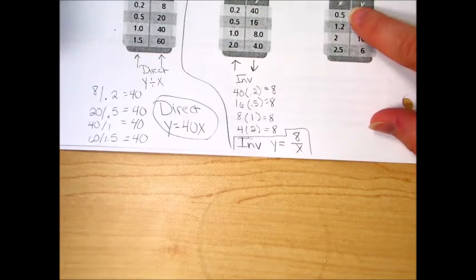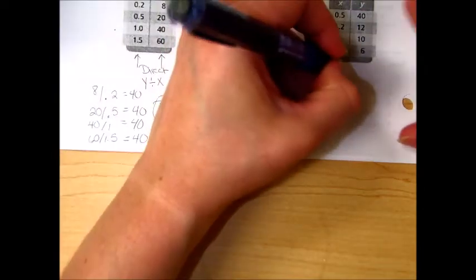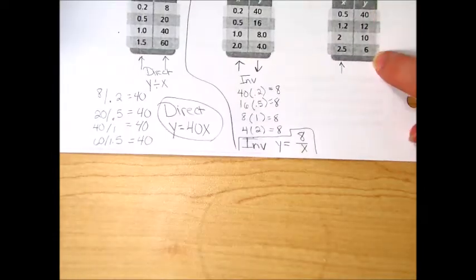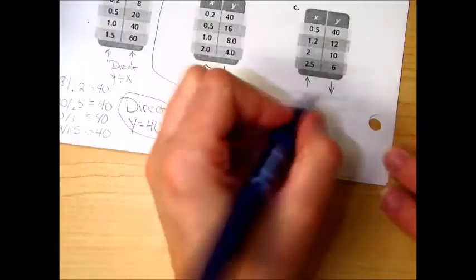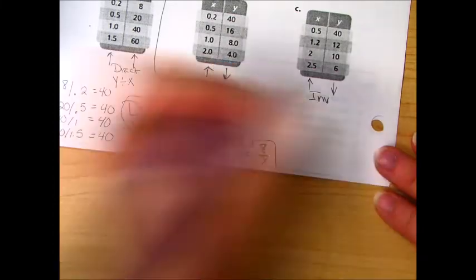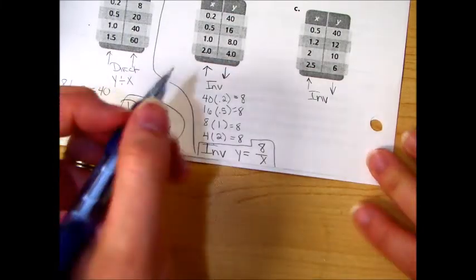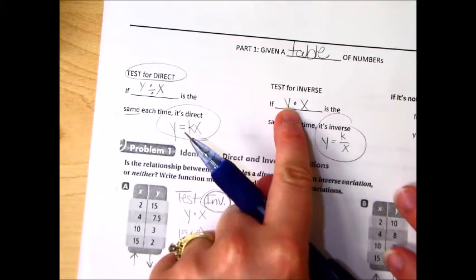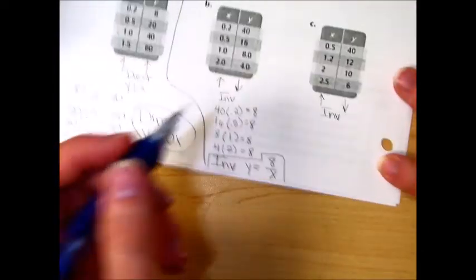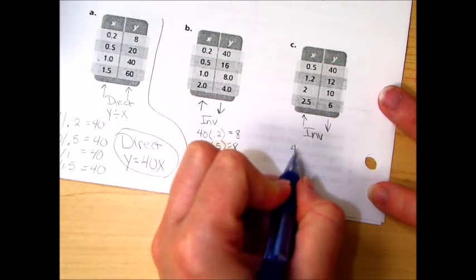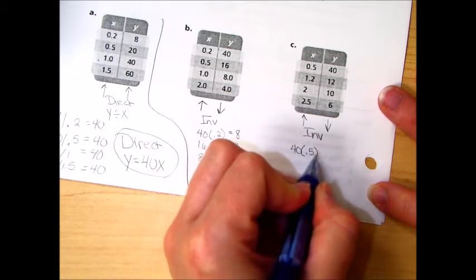I am noticing that the x's are going consistently up in value and that the y's are going down in value. That means this is going to have to be an inverse if it's anything. So let's test the test for inverse way up above. The test for inverse is y times x. So I'm going to do 40 times 0.5. I can do that one in my head. That's going to be 20.